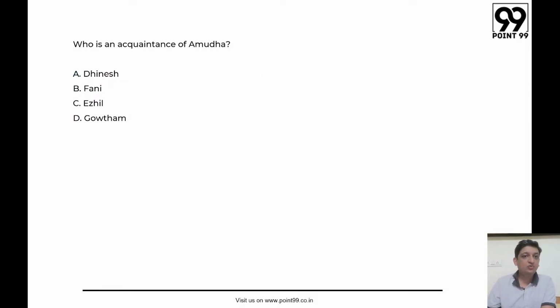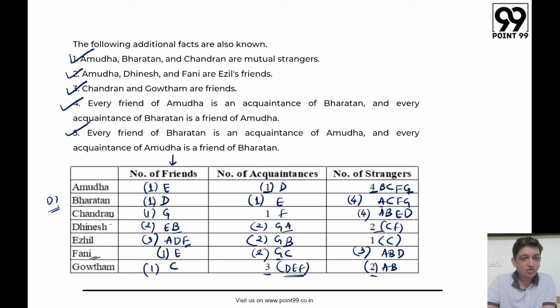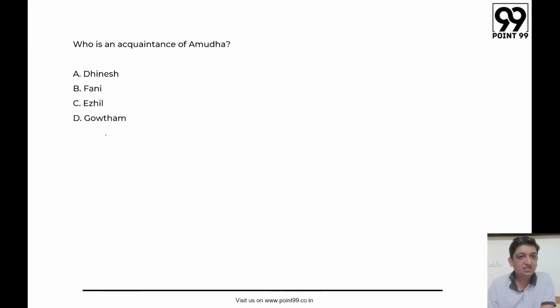Let's look at the third question. Who is an acquaintance of Amuda? A का acquaintance कौन है? Let's see. So A का acquaintance is D. So Dinesh should be the answer here. So option A is the right answer. It should be Dinesh. Fine.